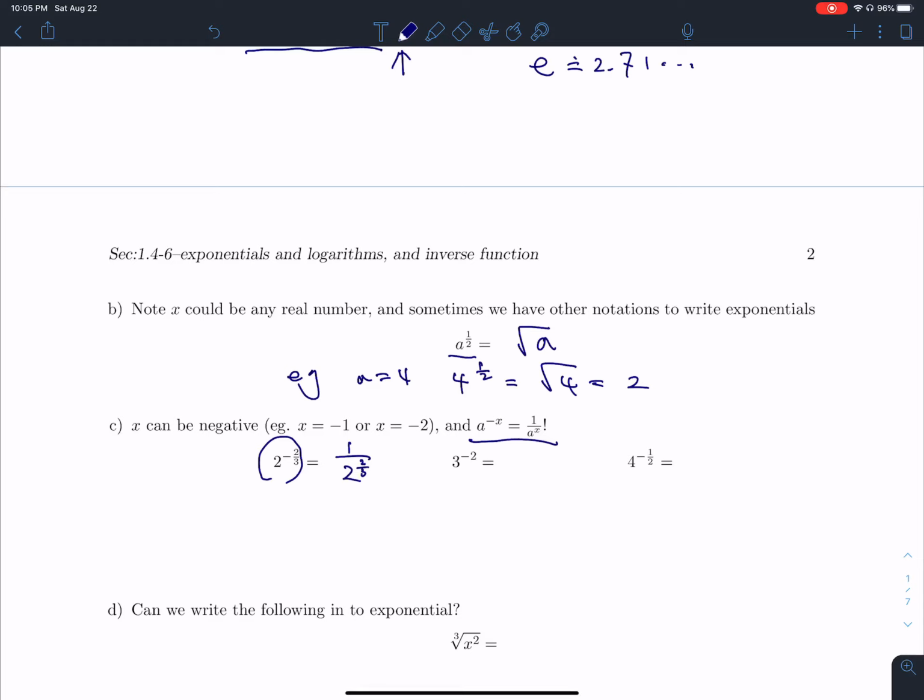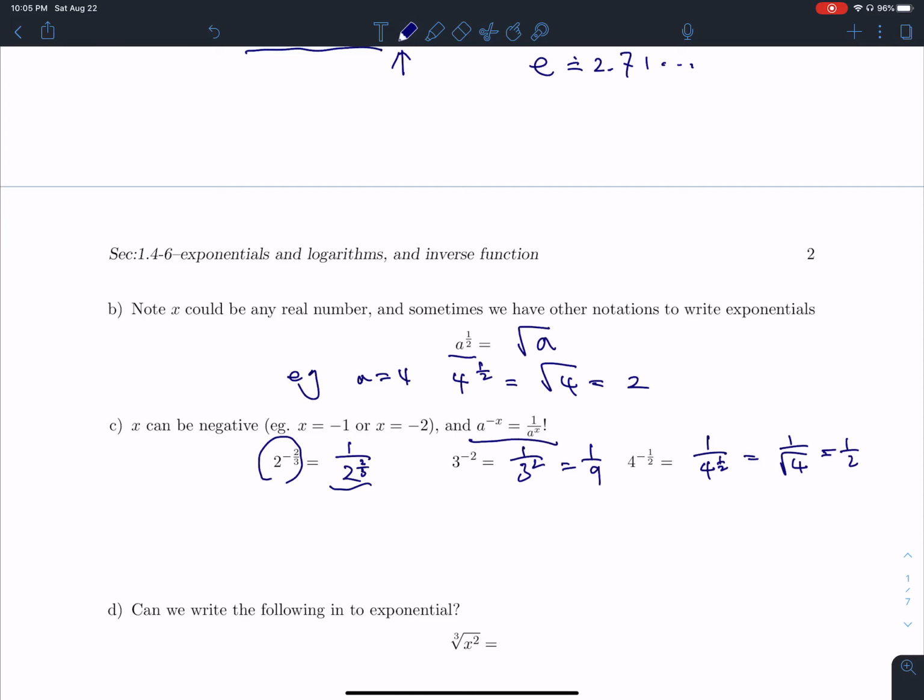2/3. Okay, so we could actually go a little bit further from here, but let's worry about it later after we introduce the law of the exponents. And 3 to the power negative 2 is 1 over 3 to the power 2, so it's 1 over 9. And here this is 1 over 4 to the power 1/2, which is what we calculated before, which is 1 over the square root of 4, which is 1 over 2.